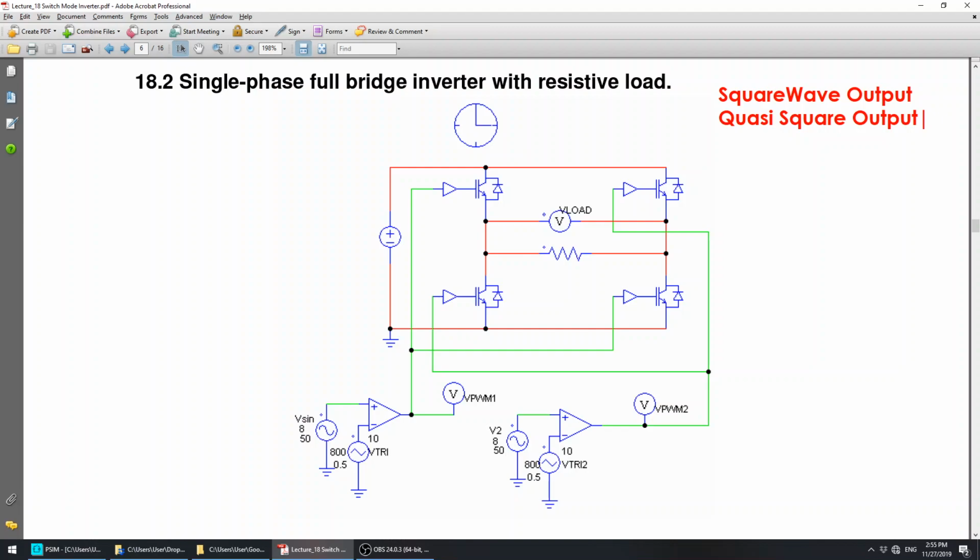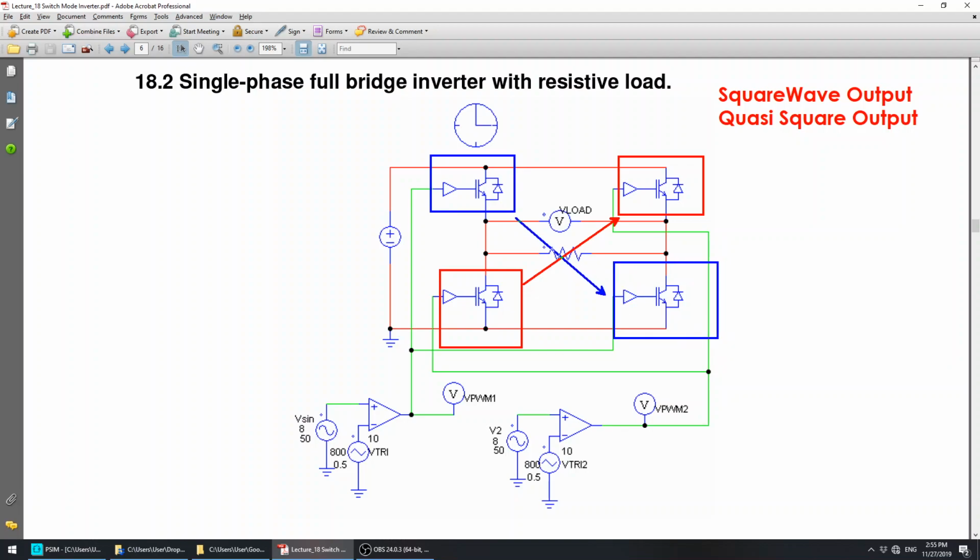And for the full bridge, you must know about the diagonal switches. In this case, that switch and that switch are known as the diagonal switches. They will be triggered simultaneously, and the other diagonal switches will have the same pulse or the same control signals. So this is the arrangement for the full bridge.